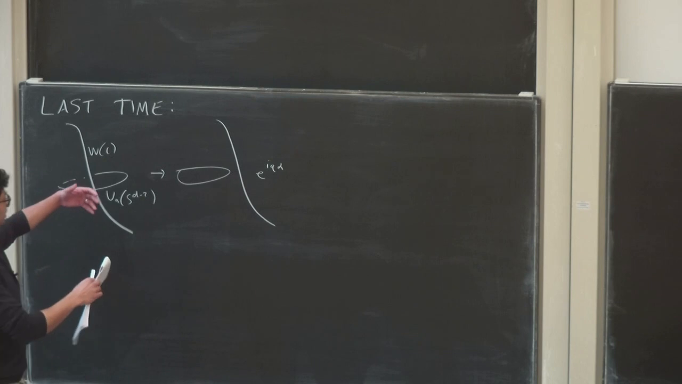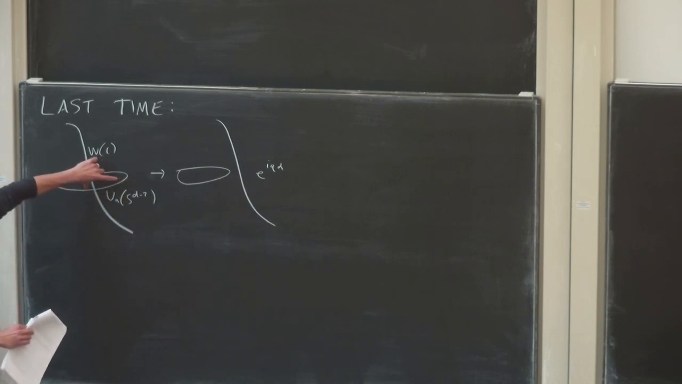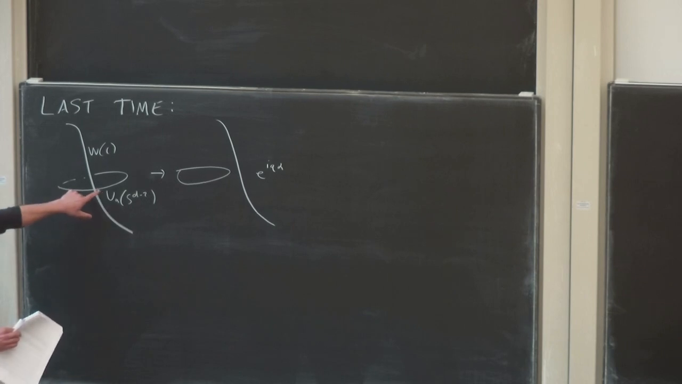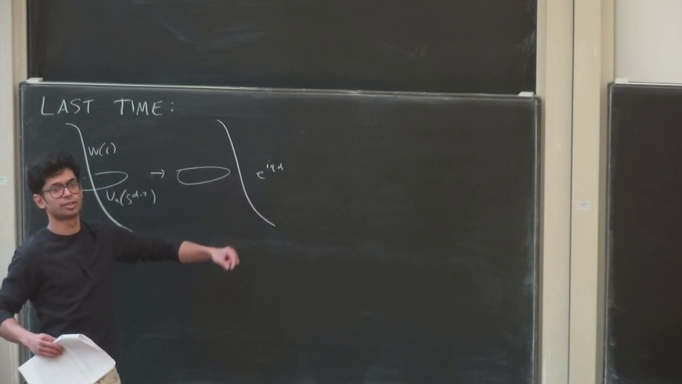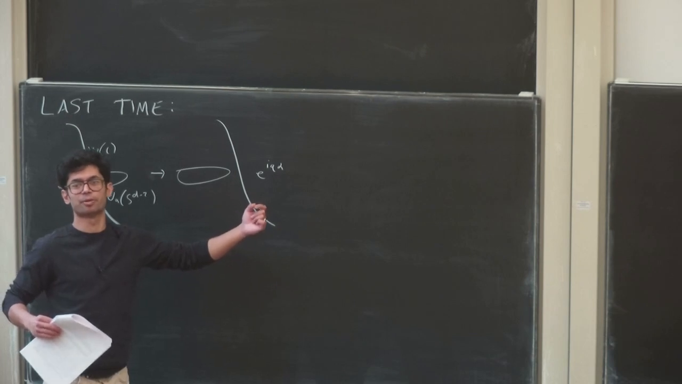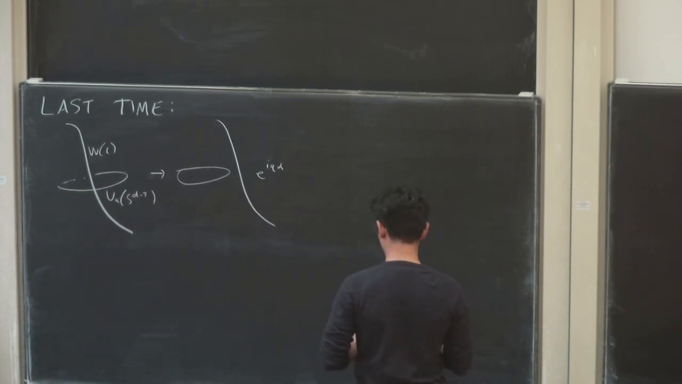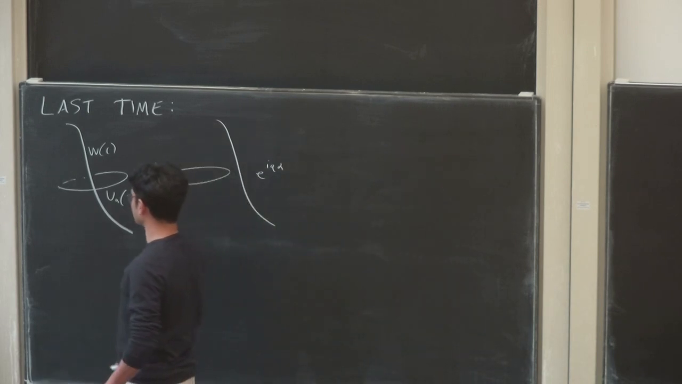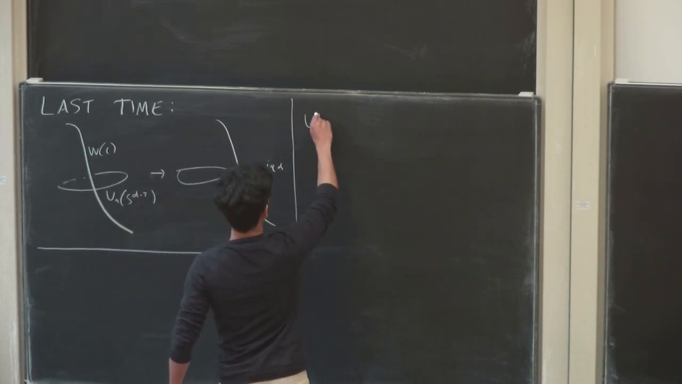These two objects are inextricably linked: if I take this and try to deform it so it does not cross this anymore, it's topological, but when it crosses the object it is charged under, it will pick up a phase. That was the main point of yesterday. Everyone happy with this? Good. And then we started working out electromagnetism, just normal U1 E&M.